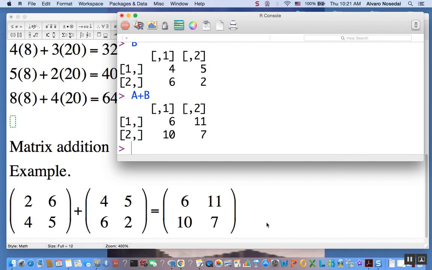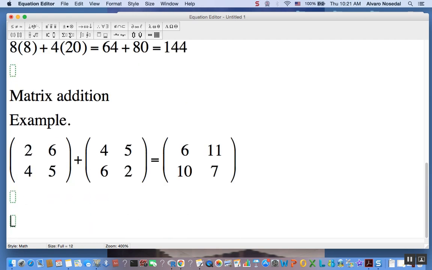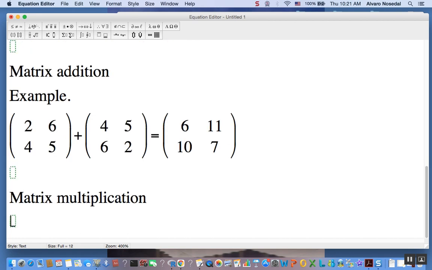Let's talk about the other operation we wanted to talk about today. Let's talk about matrix multiplication. So if you remember a little bit about your linear algebra course, this one is trickier. We have to multiply the values in one row of a matrix by the values in the column of another matrix, and then sum the products. Remember that? Yeah? Okay.